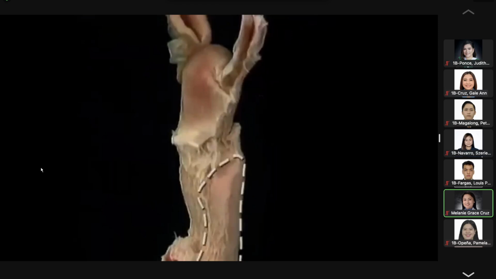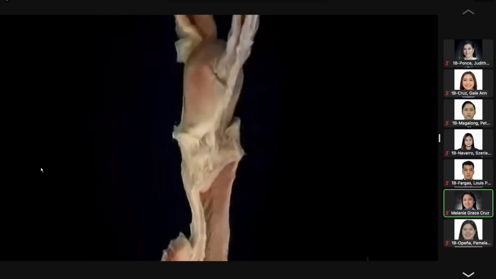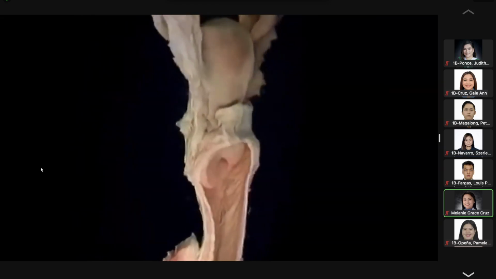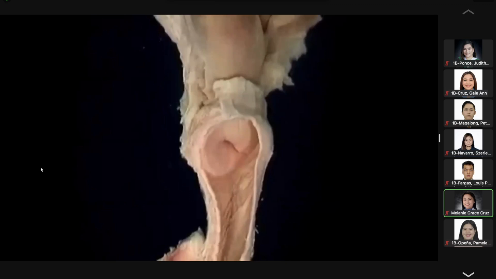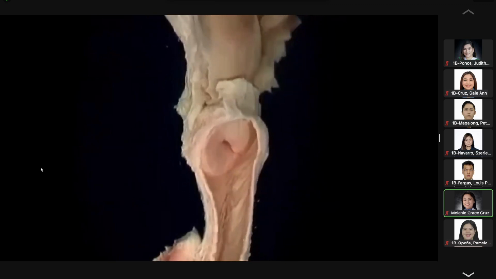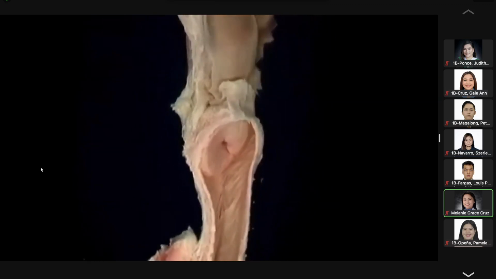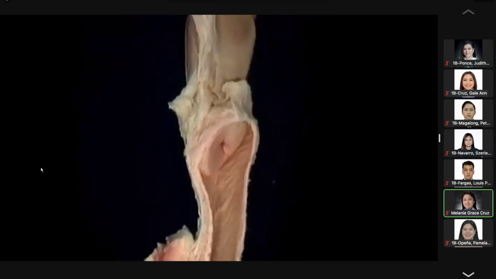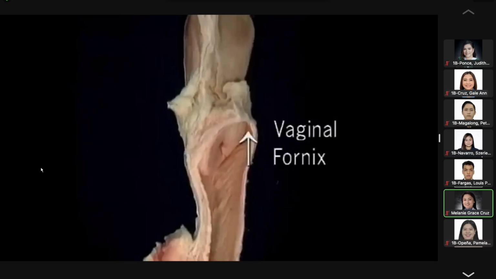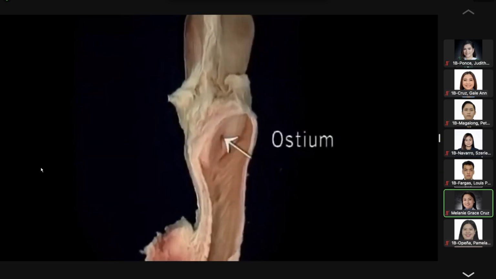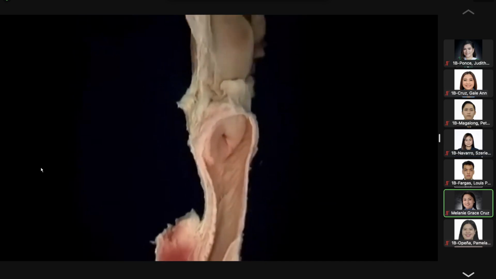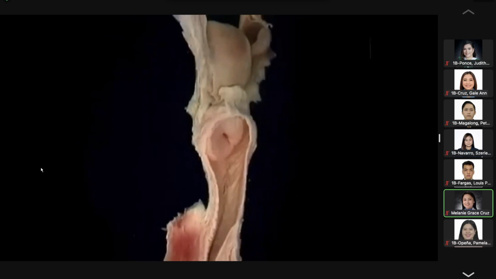To see it, we'll remove this part of the vaginal wall. Here's the cervix, projecting into the vagina. In this specimen, the cervix is somewhat flattened. Around the cervix, between it and the vaginal wall, there's a recess, the vaginal fornix. Here in the center of the cervix is the ostium, or external os, of the uterus.